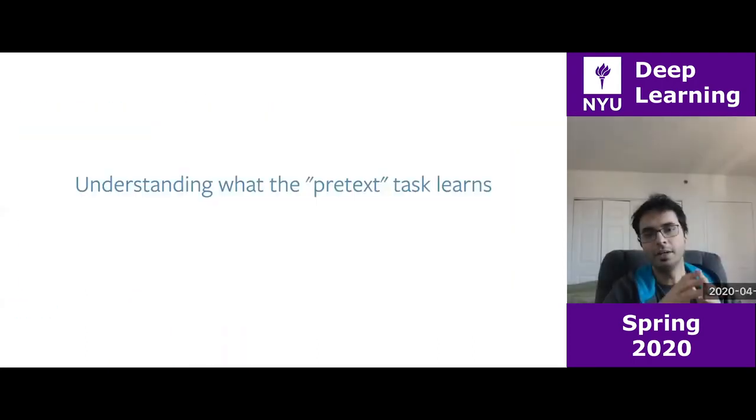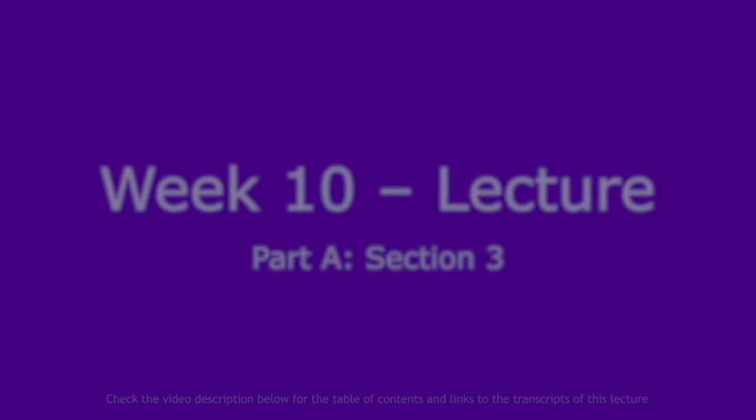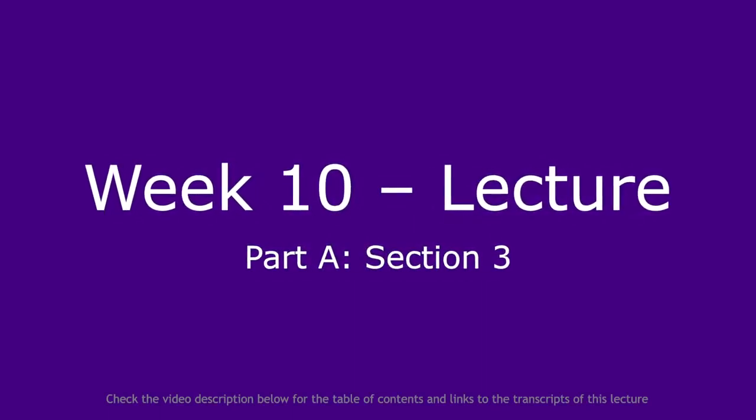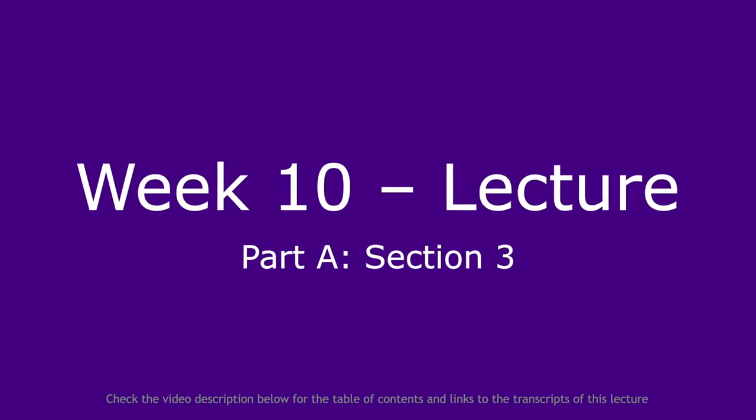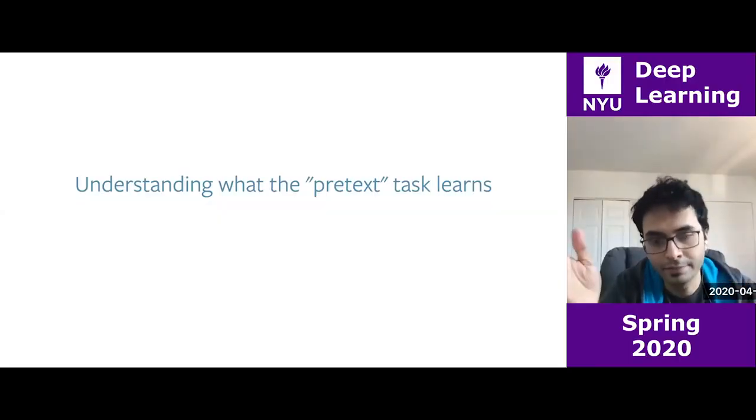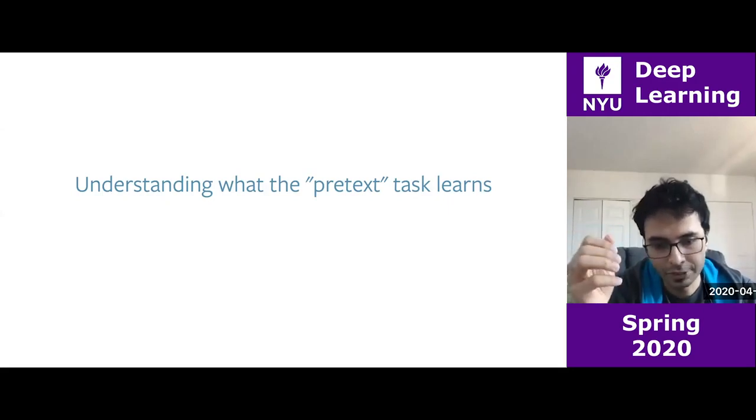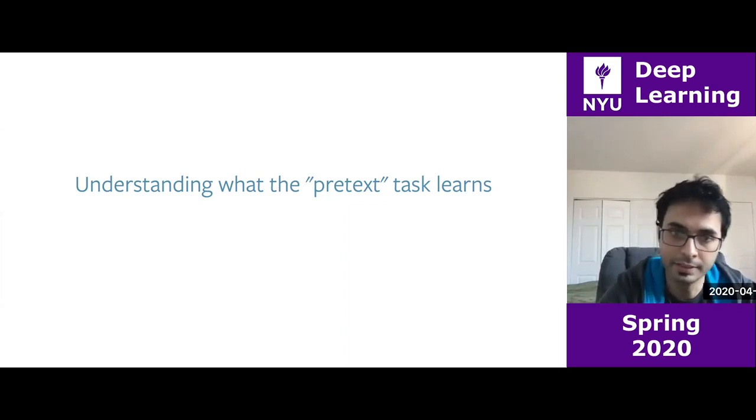So now that I've shown you how there are multiple different creative ways of defining what a pretext task is, let's try to see what a pretext task learns. If I give you 25 different pretext tasks, how can you a priori decide which one is the one that you want to use and what are they going to learn?